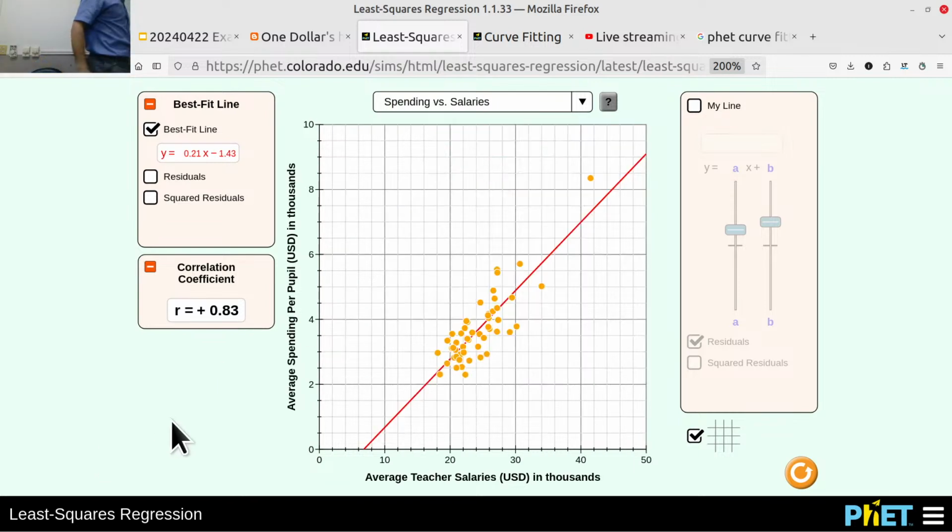And here is a different example about spending and salaries. On the x-axis, average teacher salaries in US dollars, here in thousands. And the y-axis is the spending. I think it's very significant. The more money the teacher earns, the more money he or she spends.